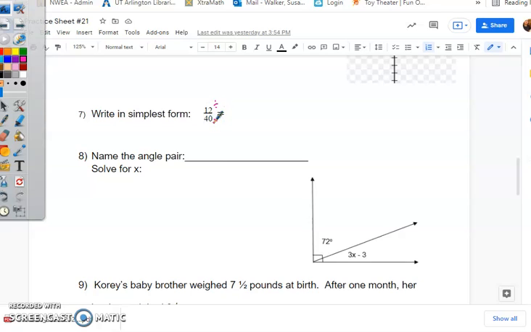Number 8, we want to name our angle pair. So right here, what kind of angle is this? Is it straight or is it a corner? Hopefully you know it's a corner. It's 90 degrees. So the corner, remember, is complementary. So the end point of our equation is 90. I want you to set up that equation, okay.